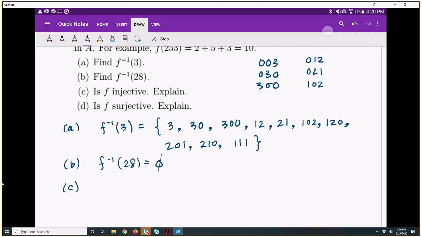Is the function injective? In part A, we found an image in the codomain that has 10 preimages in the domain, so clearly not injective, since 3 and 30 and 300 and all of these other numbers are distinct domain elements that all map to the same element in the codomain.